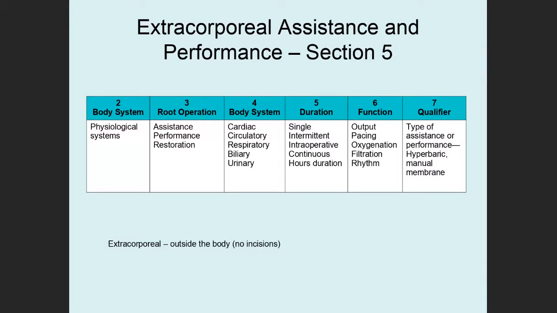Next, we'll talk about extracorporeal assistance and performance. Codes from this section begin with a 5. Extracorporeal, of course, means outside the body, so therefore no incisions are being made. The body system for all these codes is physiological systems.